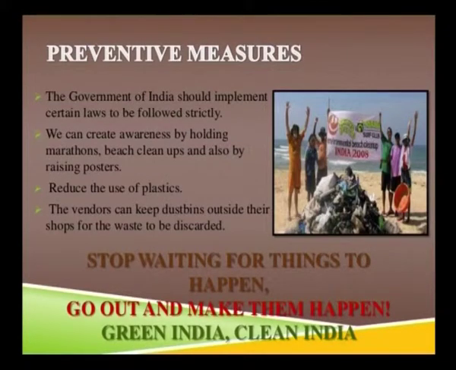Preventive measures. The government of India should implement certain laws to be followed very strictly. We can create awareness by holding marathons, beach cleanups, and also by raising posters. We need to reduce the use of plastics, find alternate materials that are suitable and can replace plastics. Vendors can keep dustbins right outside their shops for waste to be discarded. Stop waiting for things to happen.